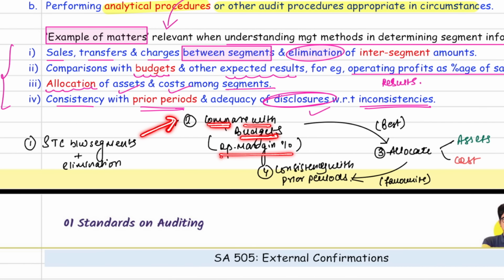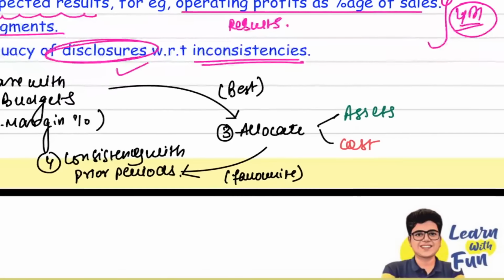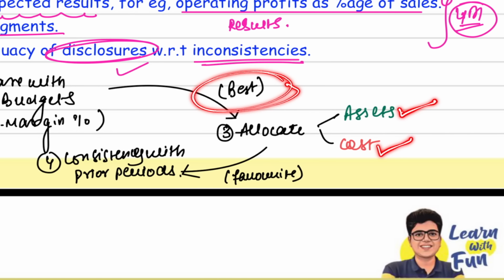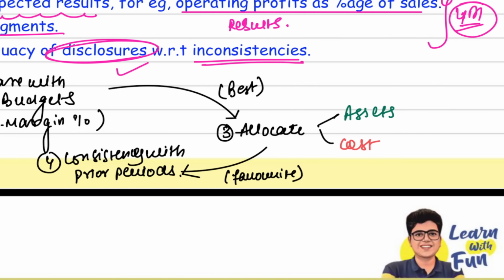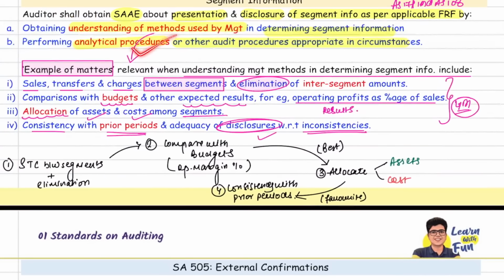For example, operating margin. Now, sir, whichever segment is performing best, understand in the flow. Whichever segment is performing best, you allocate the assets. Not only allocate the assets, but also allocate the cost. Like in articleship, if you do good work, you get appreciation. Also more work. So one good thing that you allocate is assets, another bad thing you allocate is cost. And lastly, your favorite point, that is analytical procedure, check the consistency with the prior period.